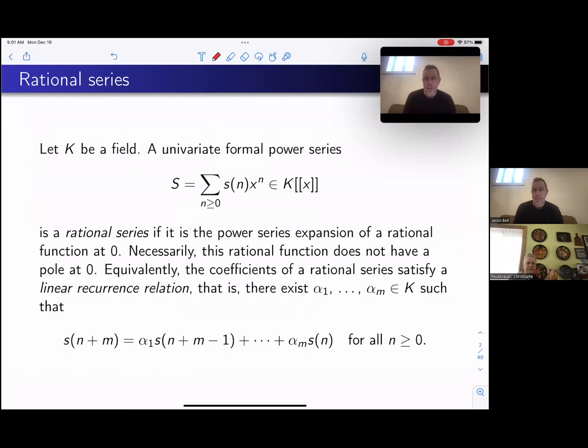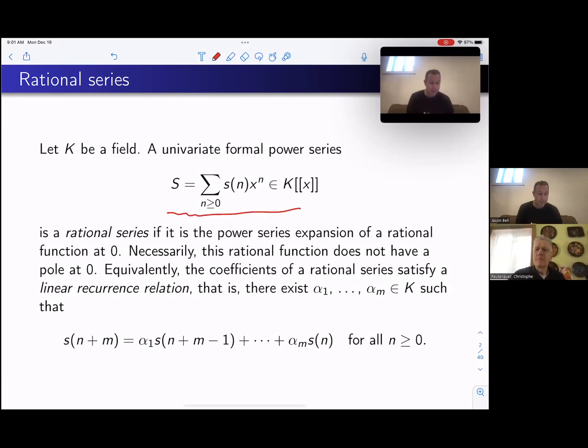So I apologize for saying things that probably most people know, or maybe everyone knows, but I'll recall that if we have a field, and if we have a univariate power series, it's rational just if it's the power series of the expansion of a rational function, zero. So we don't want it to have any poles at zero. And this is equivalent to the coefficients satisfying a linear recurrence. I think this is all fairly well known.